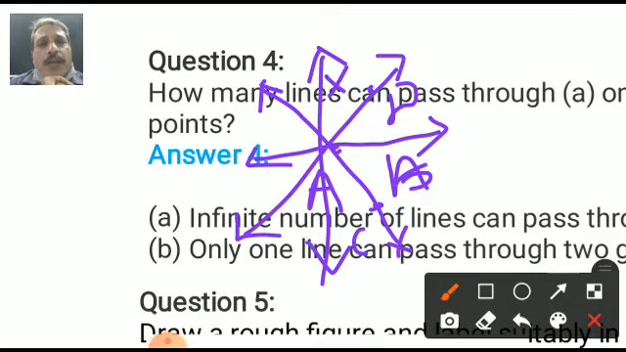So from 1 point, the number of lines that can pass is infinite, countless. Any number of lines can pass, son. The point is common, here A. Only 1 point is there, students. Is it or not? You have a clear idea now.